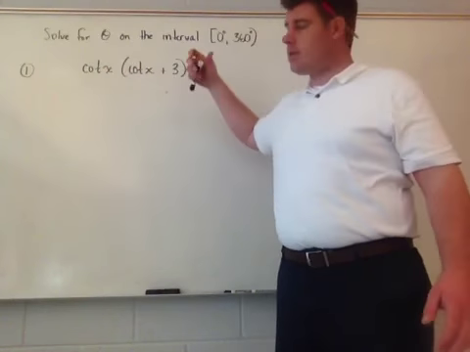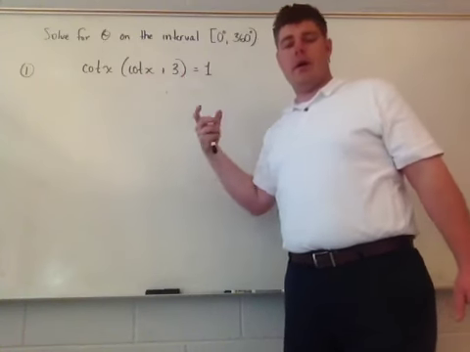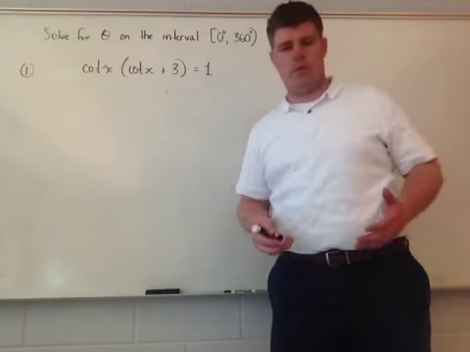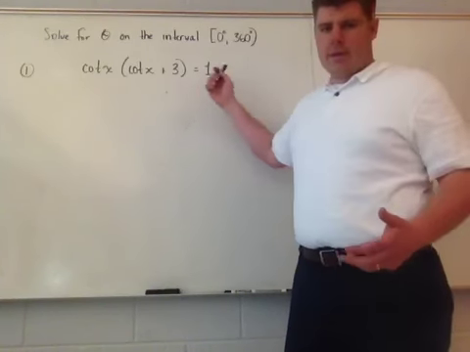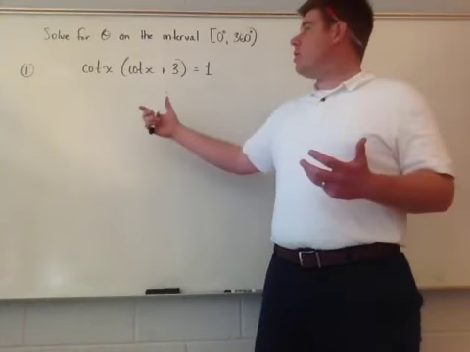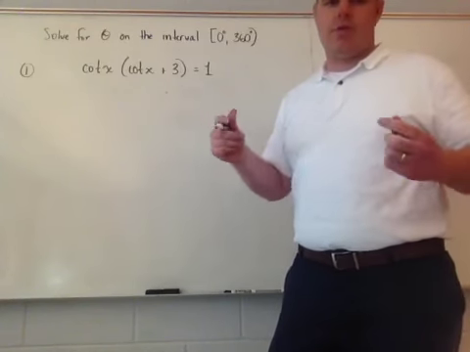I could just say cotangent of x equals 0, cotangent of x plus 3 equals 0, and then use the inverse function to figure out what x was. The problem is that it says it equals 1. So what I'm going to do is simplify this side first and see what I create.